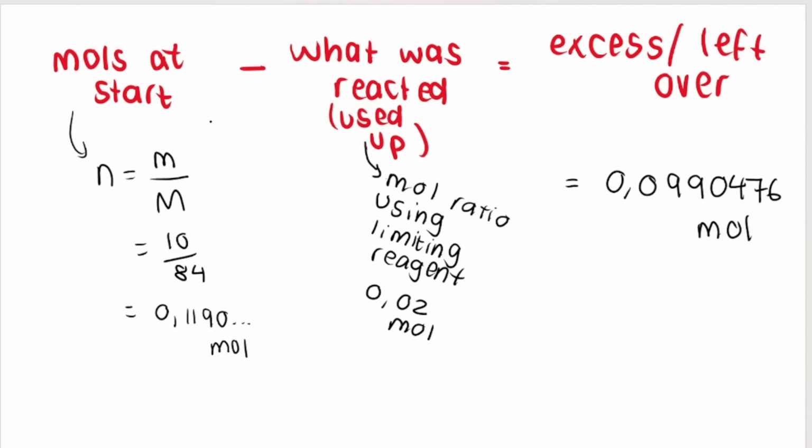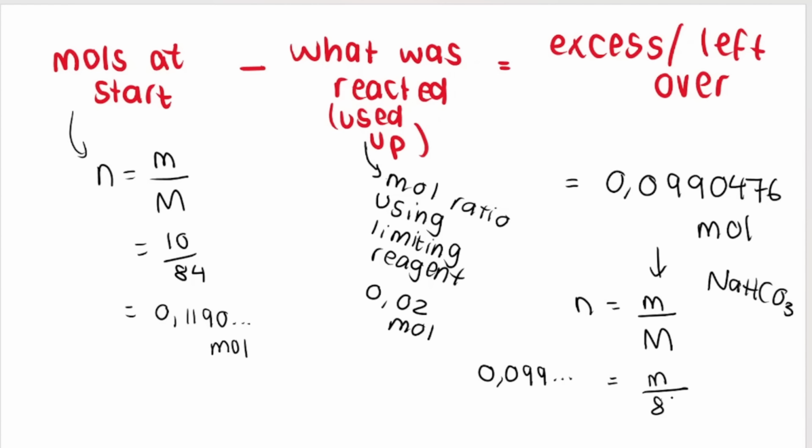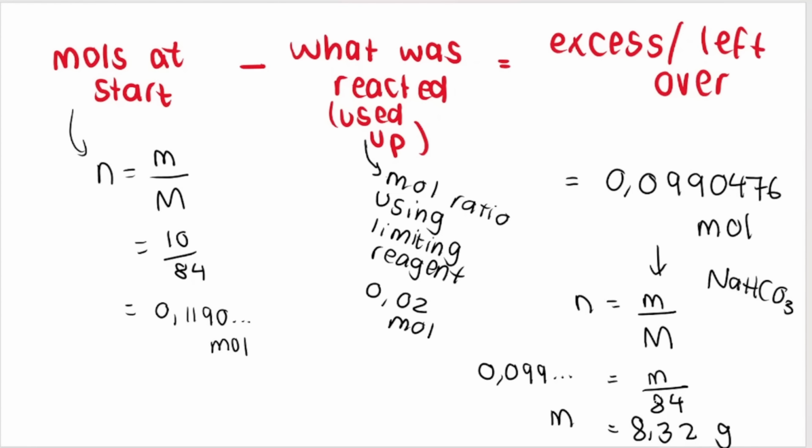So how do you convert from moles back to mass? We use this formula: n is equal to m over M. Remember, we're working with sodium bicarbonate. That is my excess. So we're going to sub in our leftover moles, 0,099, and so on. We're looking for mass. Our molar mass, remember, is 84. We already worked that out. So we multiply our moles by 84, and we get 8,32 grams. That's the leftover.